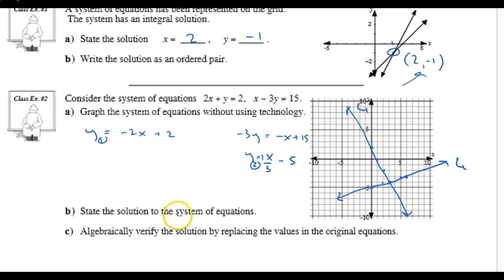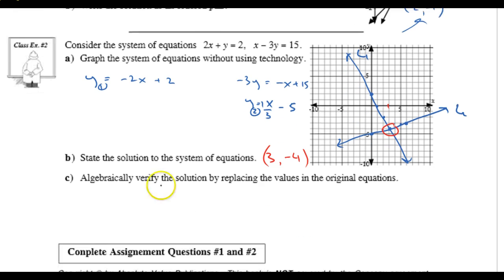Okay, so state the solution of the system of equations. Well, the solution is going to be, again, where those two lines intersect. So the coordinates that work there are going to be, what is that, 1, 2, 3. 3 comma negative 4 is the solution.